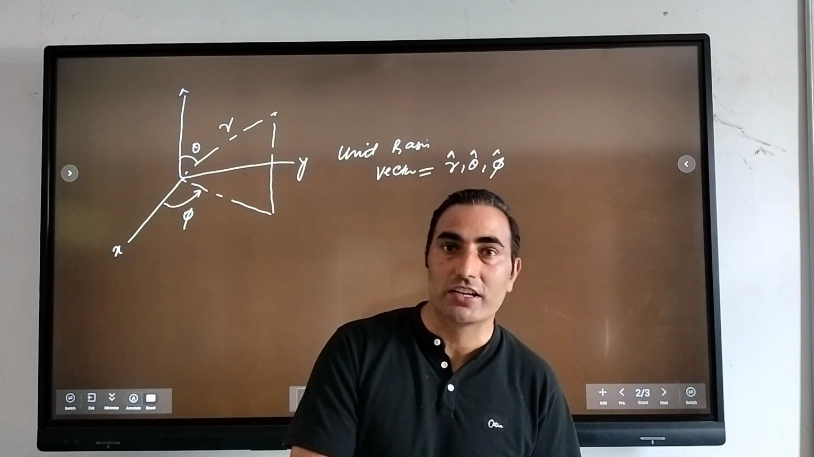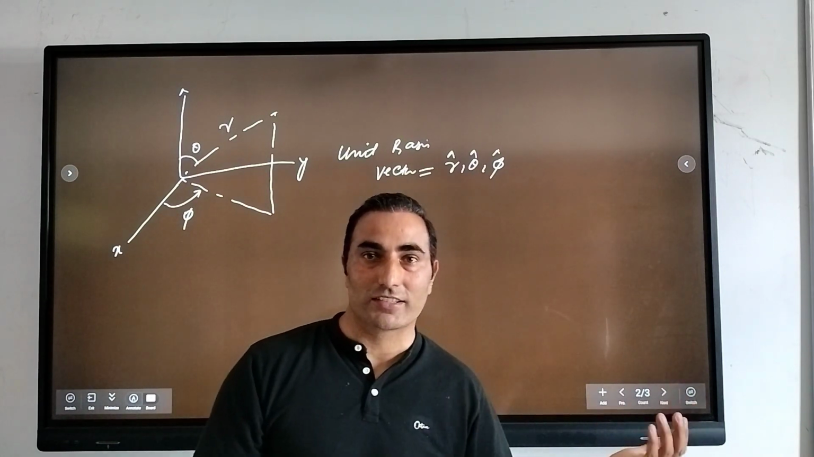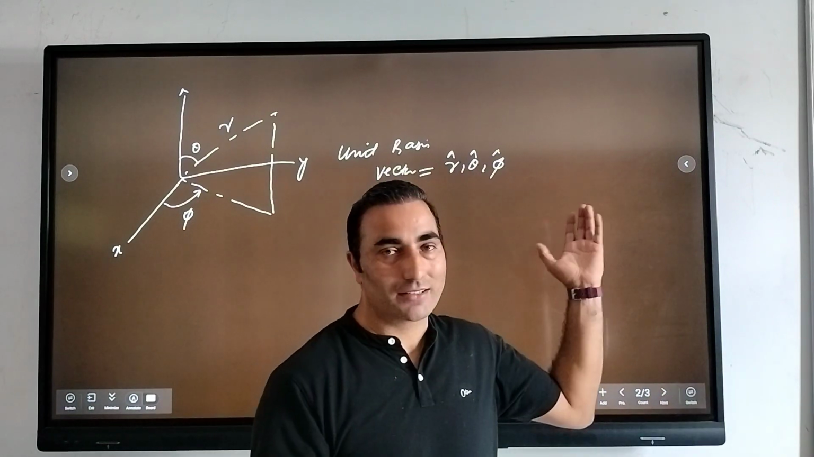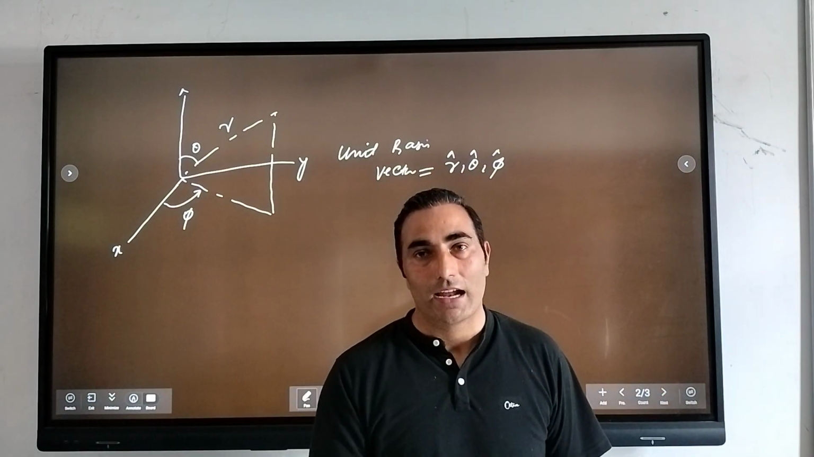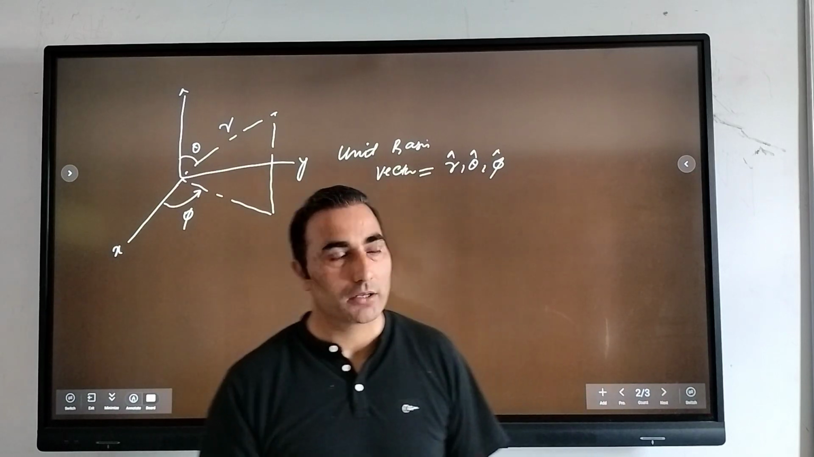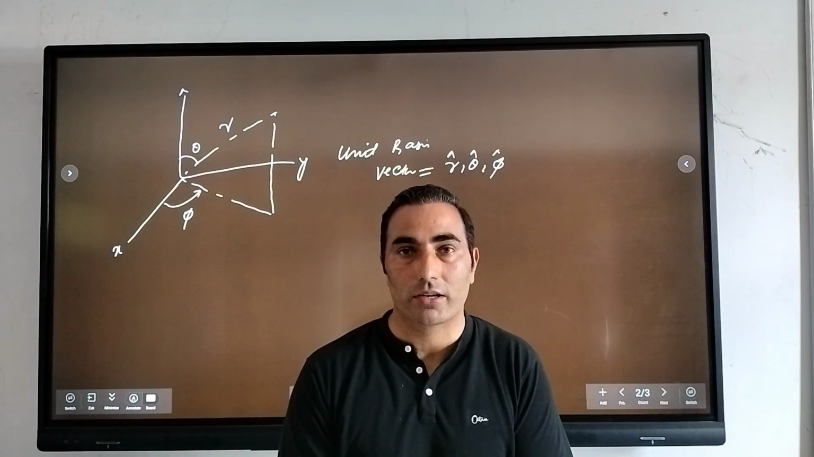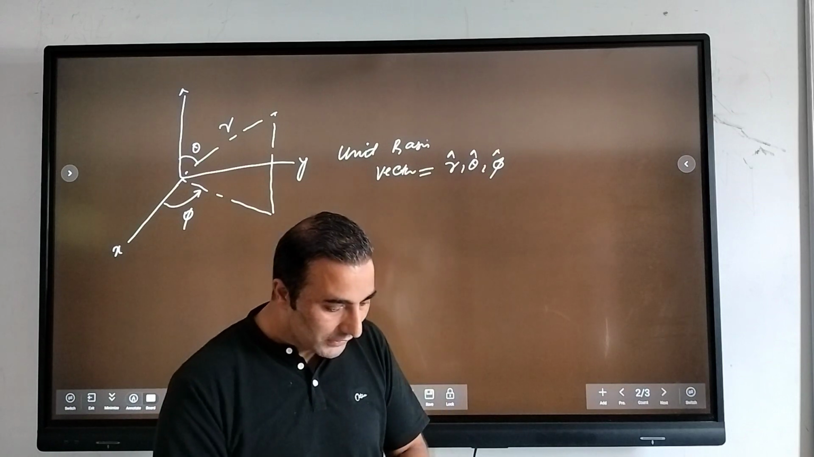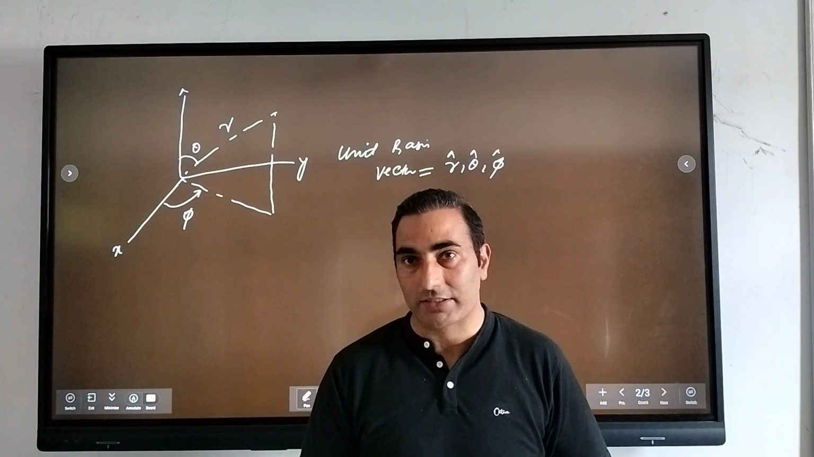So that means you need to change the basis vectors, because basis vectors in different coordinate systems are different. In cylindrical coordinates we have rho, phi, and z, and similarly the unit basis vectors for spherical polar coordinates are r, theta, and phi. Right? Now our question is, so in the previous lecture, let me revise.